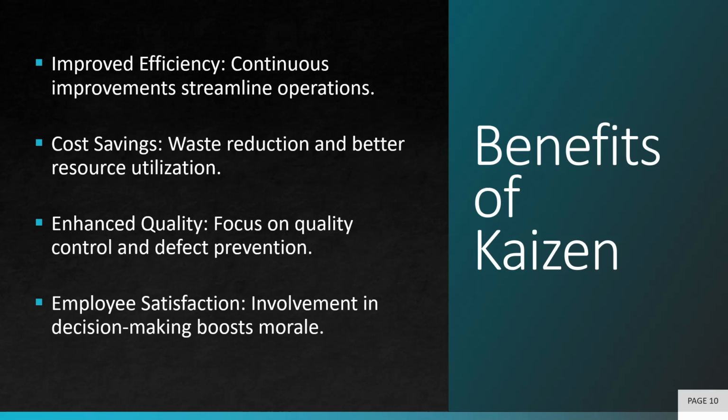The second one is cost saving, wherein we get waste reduction and better resource utilization. Because when we are doing continuous improvement, we can do better utilization. We can reduce the number of errors, number of faults, or amount of waste. So it also helps to save the cost. The third one is enhanced quality, with focus on quality control and defect prevention. The last one is employee satisfaction. So it involves employees in decision making and boosts the morale of the employee or the team.